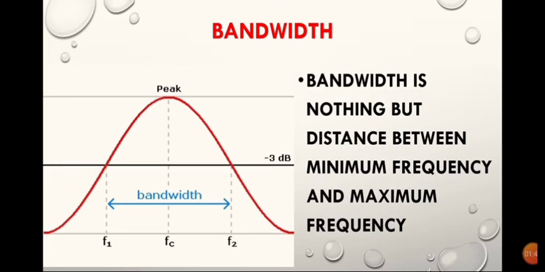Let us move towards the next point, and that is bandwidth. Bandwidth is nothing but the distance between the minimum and maximum frequency. I am going to explain it by referring to this figure. Here you have one kind of signal. F1 is the minimum frequency and F2 is the maximum frequency. So bandwidth is nothing but the difference between this maximum frequency and minimum frequency. This is known as bandwidth.